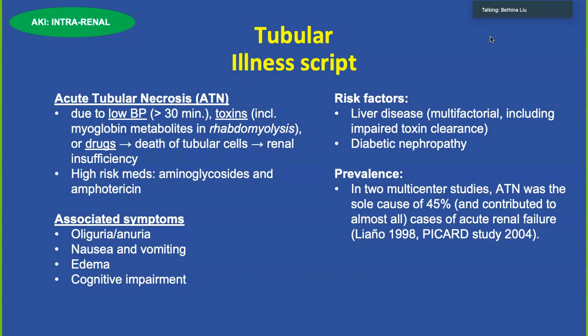High-risk medications include aminoglycosides and amphotericin. Associated symptoms are oliguria, anuria, nausea, vomiting, edema, and cognitive impairment. Risk factors include liver disease. The cause for this is multifactorial, including impaired toxin clearance, and another predisposing factor is diabetic nephropathy. The prevalence of ATN was estimated to be the sole cause of 45% of cases of acute renal failure.